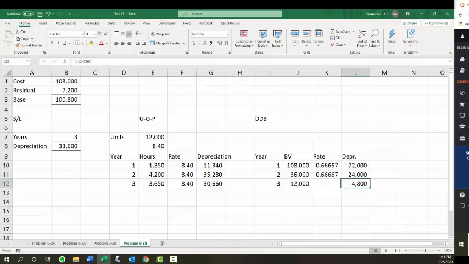All right, so I'm going to save all this. I'll post this Excel problem worksheet with the 4 problems solved, as well as these videos for problems 9-3A, 9-2B, and 9-3B. All right.